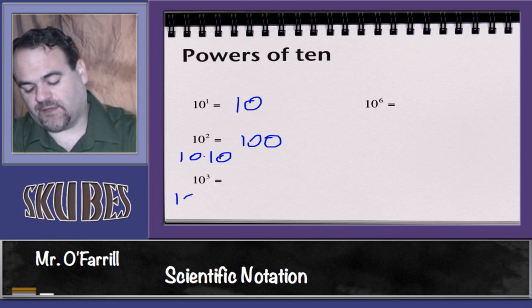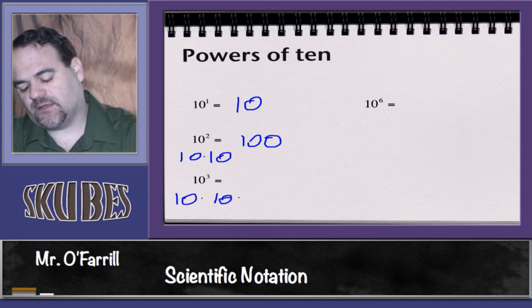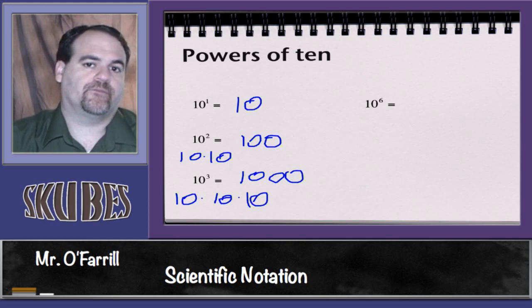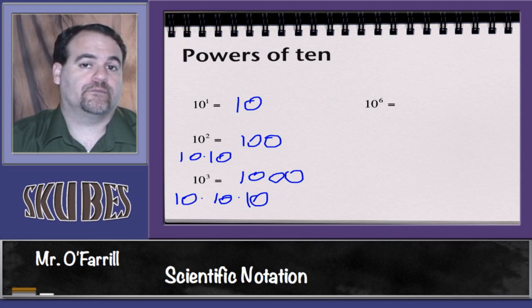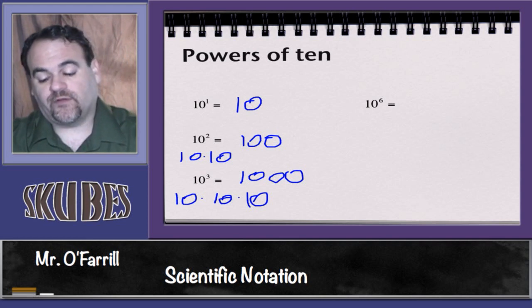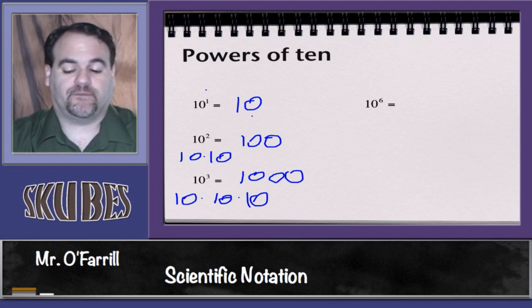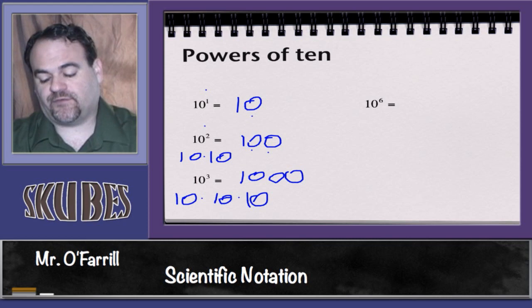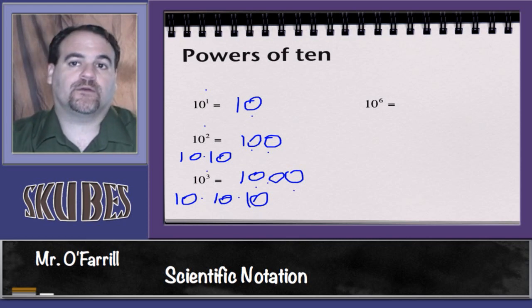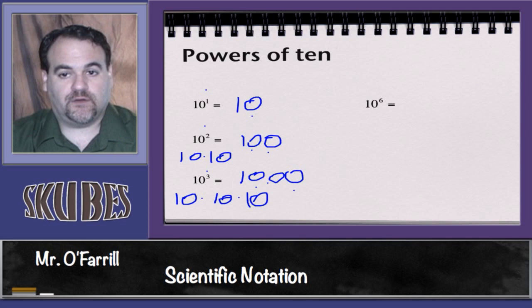And then we have 10 to the third power. That's 10 times 10 times 10, which is going to be 1,000. Have you noticed a pattern yet? Take a look at the zeros. Here we have 1 zero, and it's being raised to the first power. Here we have 2 zeros being raised to the second power. Here we have 3 zeros raised to the third power. Raising 10 to various exponents is very, very simple. All you need to do is count the zeros.